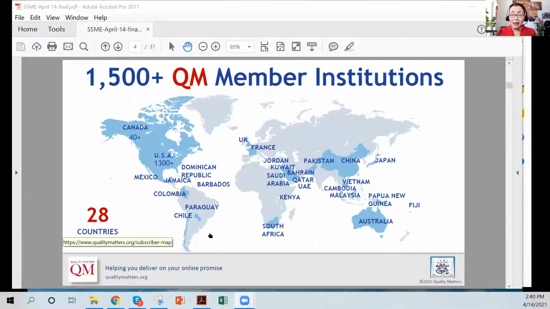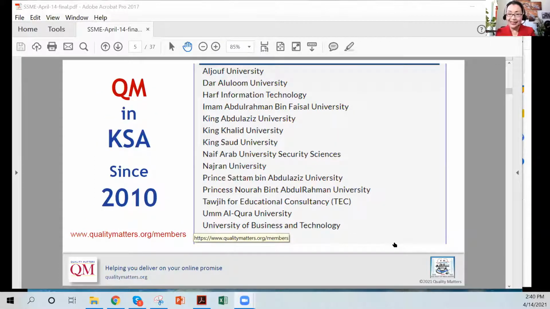The Kingdom of Saudi Arabia is actually the third largest country that we have the most member institutions in, after the US and Canada. QM has been in the Kingdom since 2010. Here is a quick list of QM member institutions in the Kingdom. If any of you happen to be from any of these member institutions, I would love for you to say hi, hello in chat, so I know. Thank you for your support.